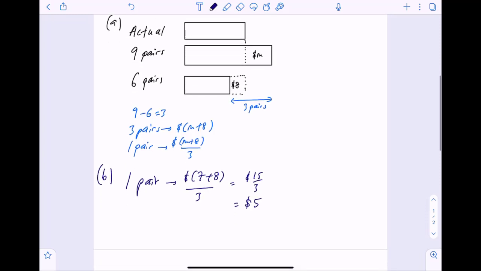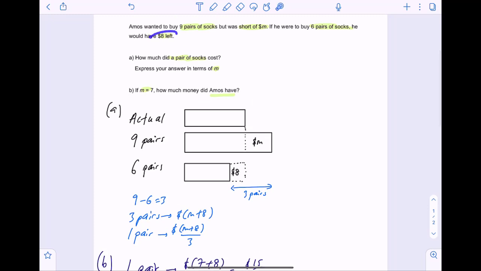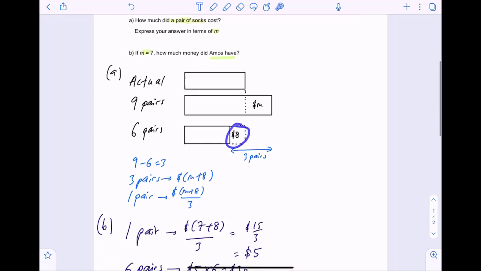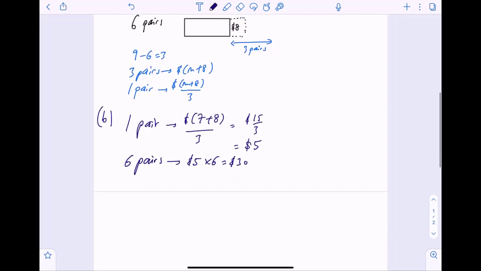So for example, if you buy 6 pairs of socks, it will cost him $5 times 6, which is $30. But if he buys 6 pairs, remember, he will have $8 left. So his actual amount of money is $30 plus $8. That will be $38.